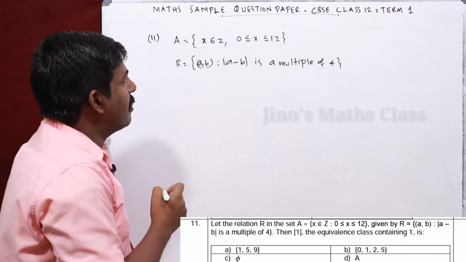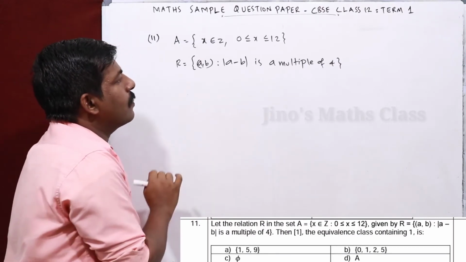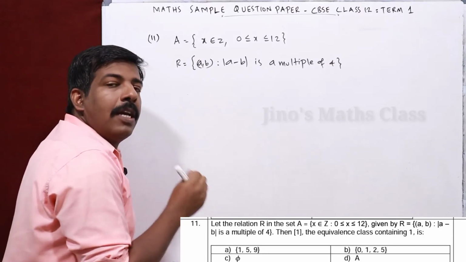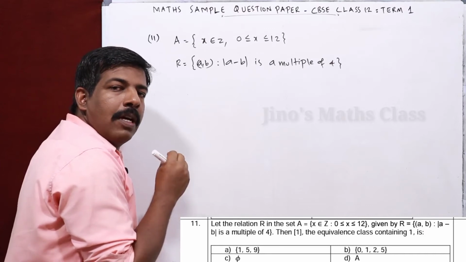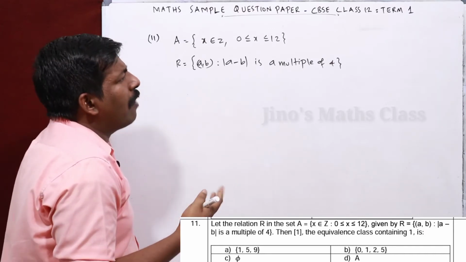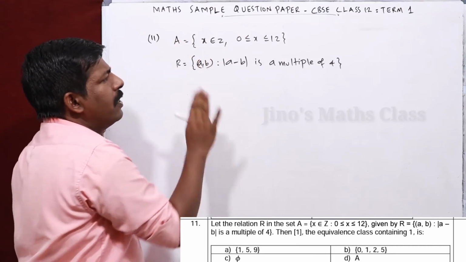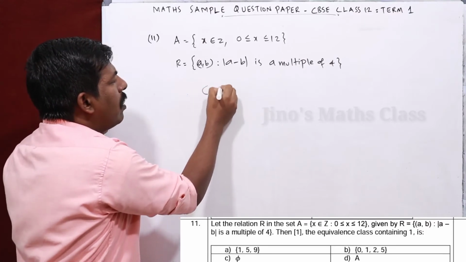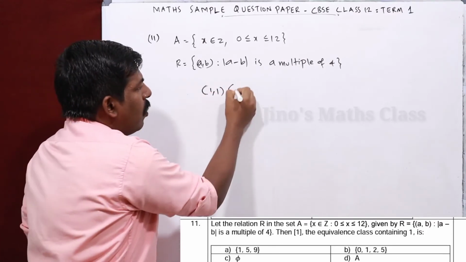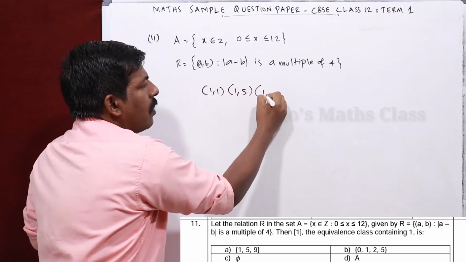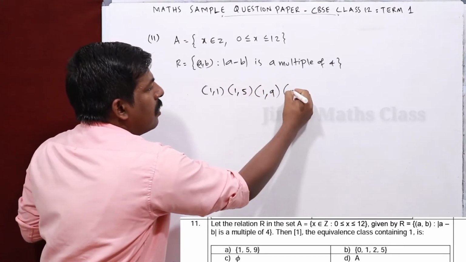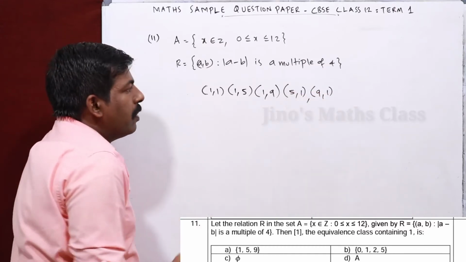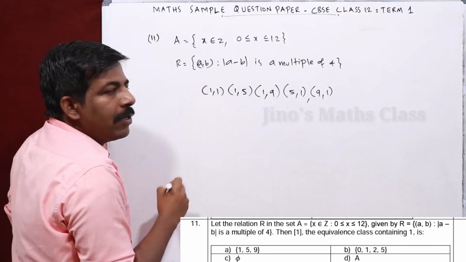11th question. Here there is a set A and the relation is given as ordered pairs (A, B) such that mod of A minus B is a multiple of 4, and they are asking to find the equivalence class of the element 1. That means we have to find the numbers from the set which are related to the element 1, correct? We know (1, 1) is in the relation, (1, 5) is in the relation, (1, 9) is in the relation, then (5, 1) is in the relation, and (9, 1) is in the relation. From this we can write the elements which are related to 1.